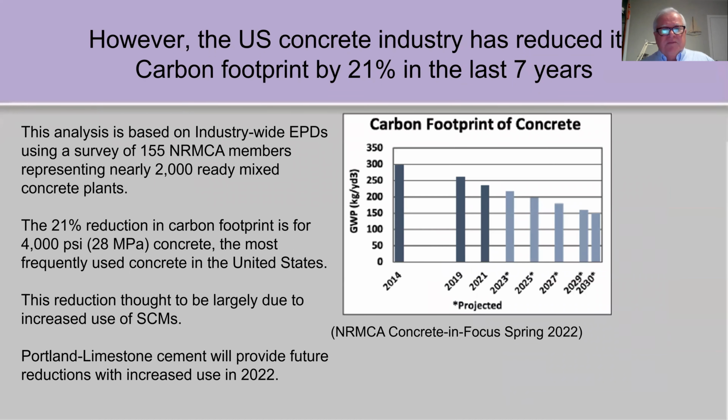But the industry is improving its performance with carbon footprint, or global warming potential, and has shown a 21% drop in that carbon footprint since 2014. And that's based on industry-wide environmental product declarations, EPDs, over the whole United States. And so it's documented by third parties that those numbers in 2014, 19, and 21 are real. And they're largely due to increased use of supplementary cementitious materials replacing cement. As time goes on, the US is just starting to adopt more Portland limestone cements. So I expect to see in the next few years an even bigger reduction.